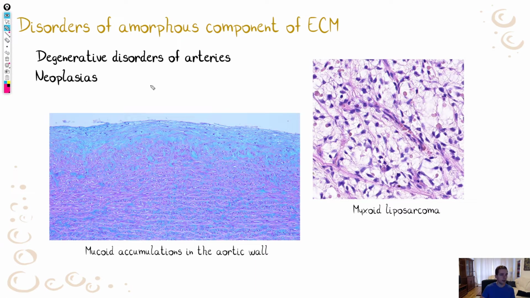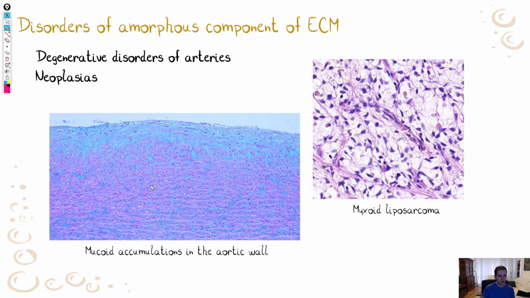We shouldn't forget that the accumulations or depositions of glycosaminoglycans are part of degeneration of a vessel wall, especially aorta. It is not specific. It is not specific for any disease. It's a very general sign of degeneration of the aortic wall. And you can see it here on this picture.